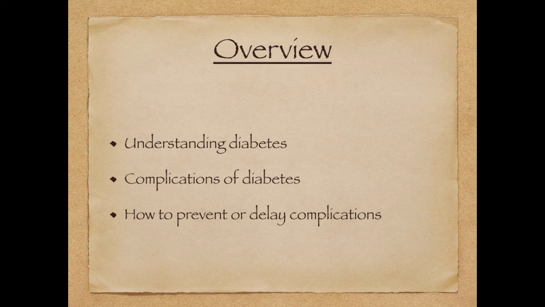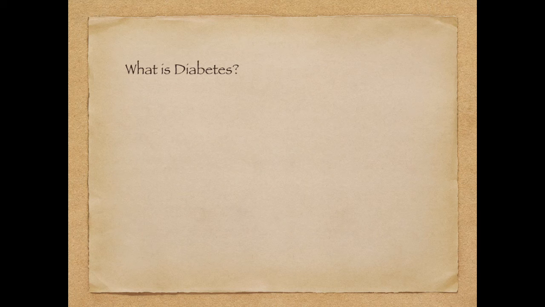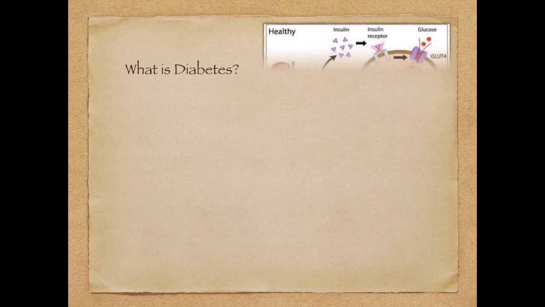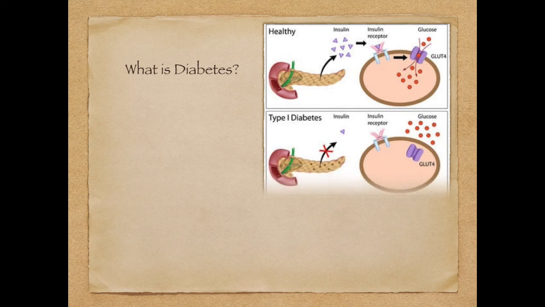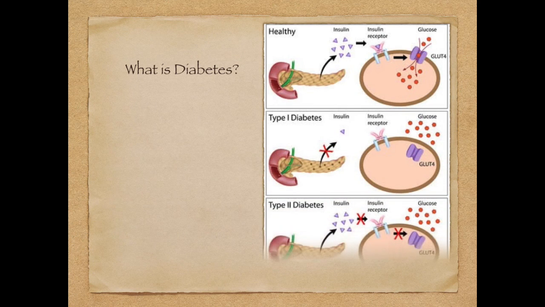Diabetes mellitus is a metabolic disorder characterized by high blood glucose levels due to defects in insulin secretion, insulin action, or both. Insulin is a hormone secreted by the pancreas in response to food intake. It facilitates transport of glucose from the bloodstream into the cells to be used as a source of energy.